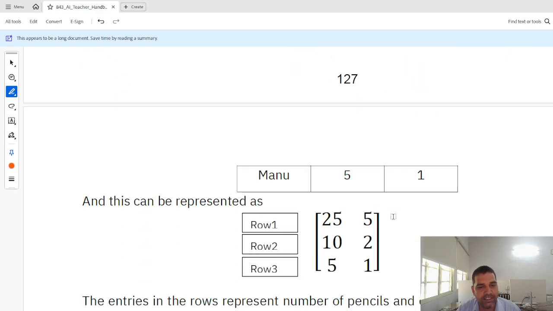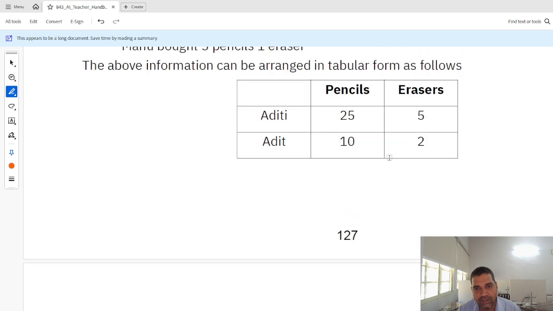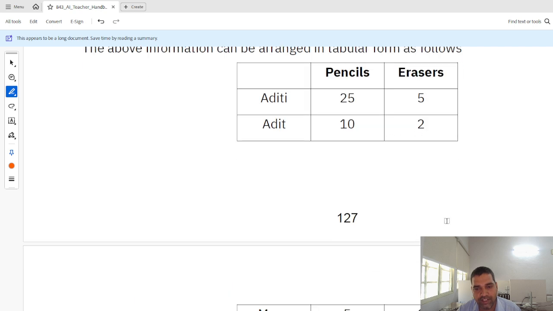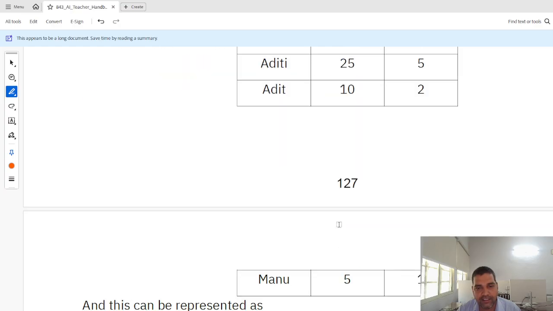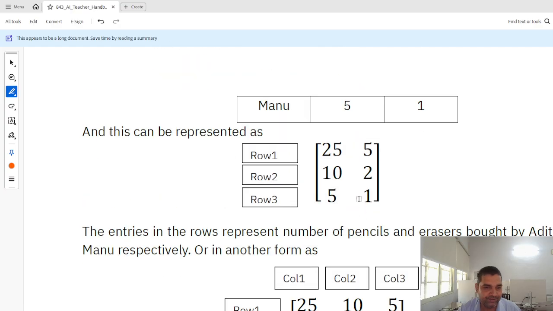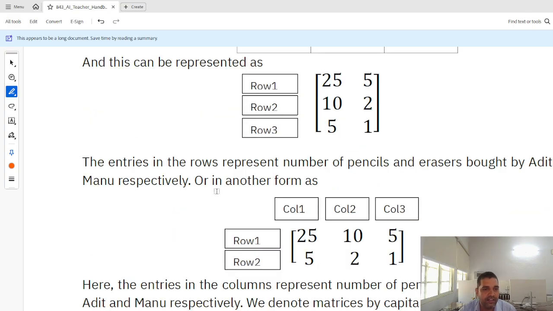Now this can be represented in the form of a matrix: 25, 10, 5 and 5, 2, 1. See, the same data. The first column represents the pencils data and the second column represents the eraser data. Row 1, row 2, row 3 are for different students, Aditi, Adit, Manu. The entries in the rows represent the number of pencils and erasers bought by Aditi, Adit and Manu.